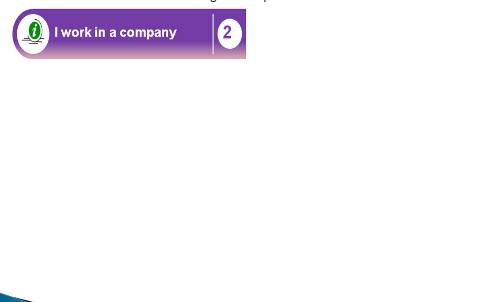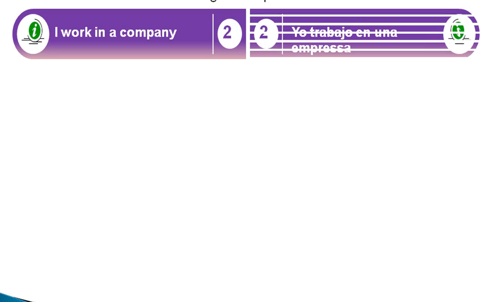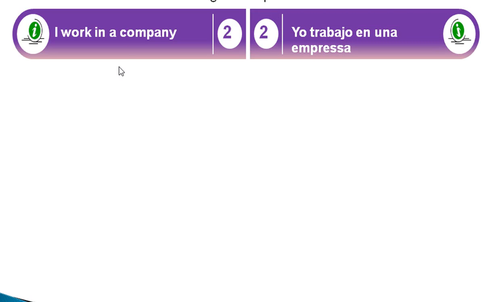Alright, I work in a company. So work is trabajar. I work, so that means yo form, trabajo. So yo trabajo. En is for in, and company we know, empresa. And because empresa is a feminine word, we'll add a to un. Yo trabajo en una empresa.